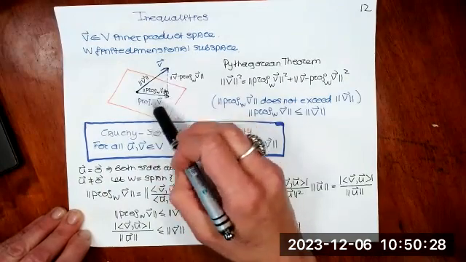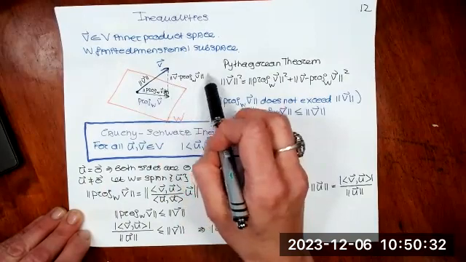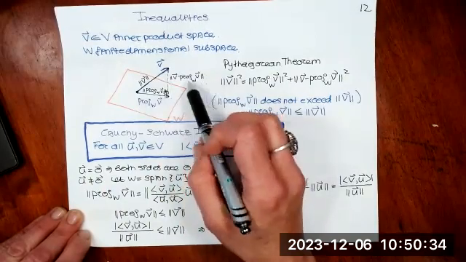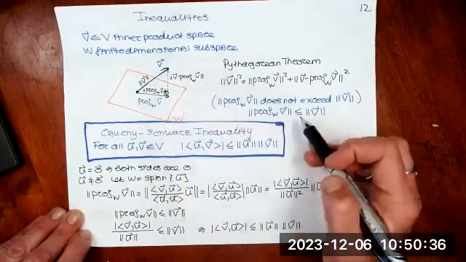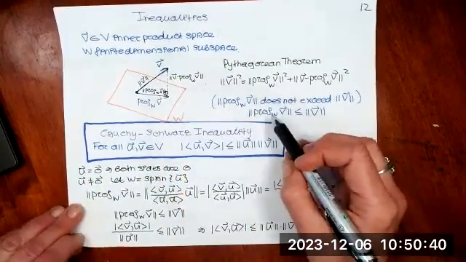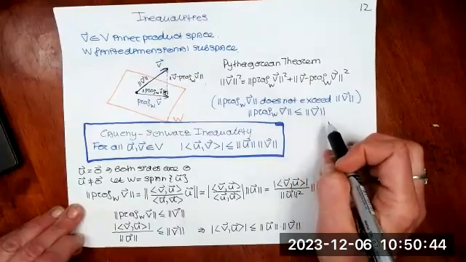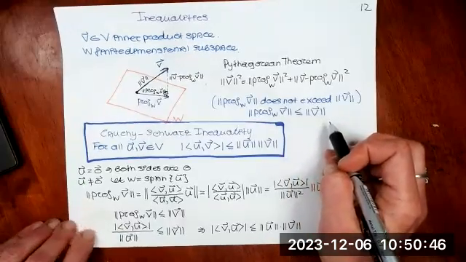But if V is not in W, it would always be shorter because the length of this side is always going to be positive, right? Unless V is in W. So you can rewrite this as an inequality: the length of the projection of V onto W is less than or equal to the length of V, always, right?